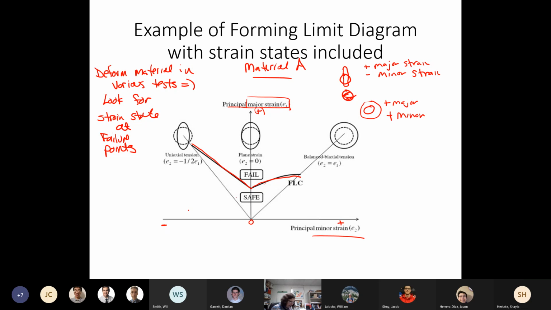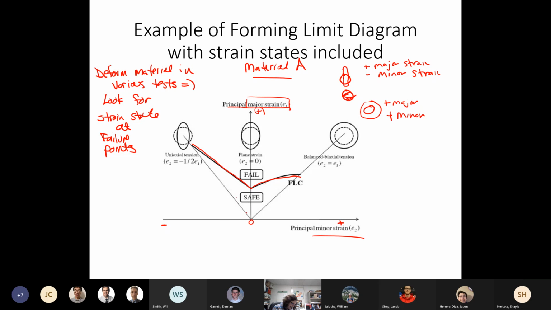Okay, so again, every material has its own line. We can talk about a material having higher formability the higher the line is up. Now, one of the things that also gets a little complicated on some of these diagrams is that we also have strain states. There's a strain state that we might call uniaxial tension.